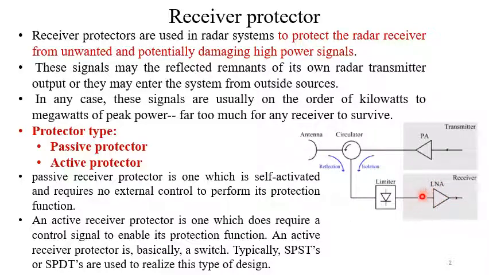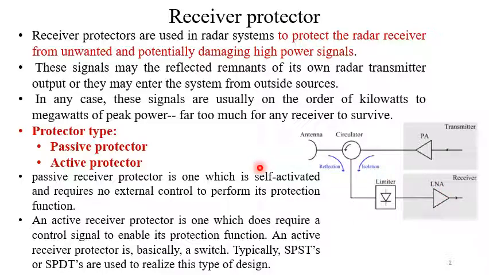So to protect this receiver from this high power, we must have some circuit that is called the limiter. So if high power comes through this channel, the duty of the limiter is to eliminate that power. That means the circuit will behave in such a way that at high power it will be grounded, so that no power will go towards this low noise amplifier or the receiver.